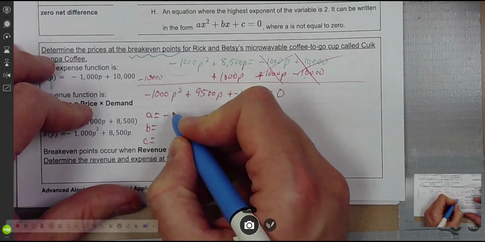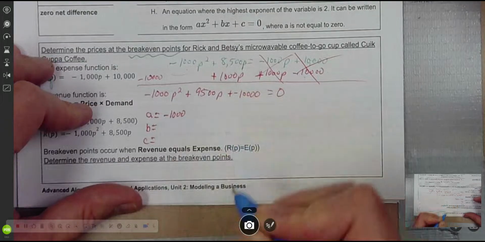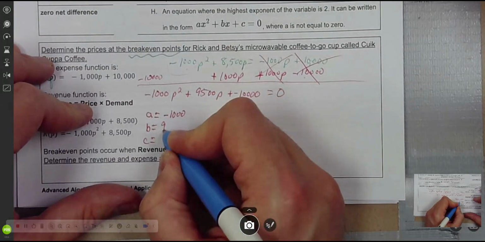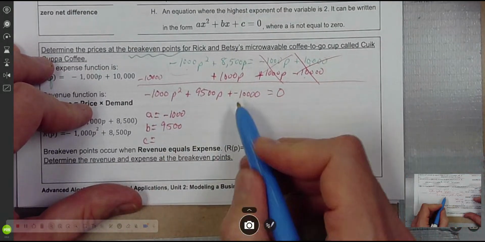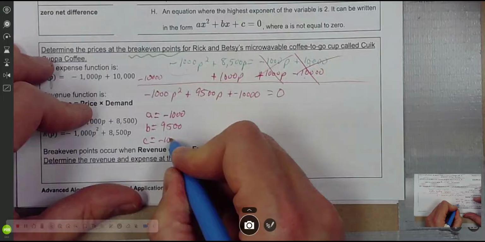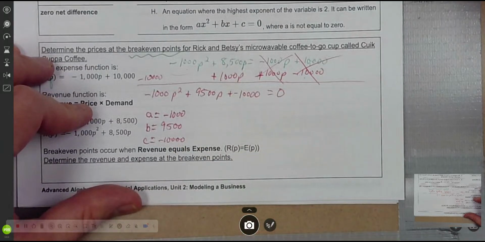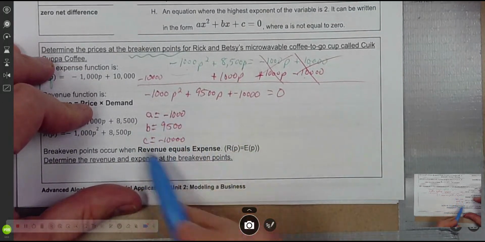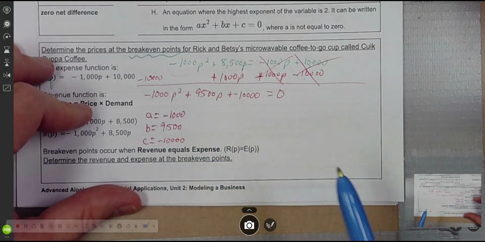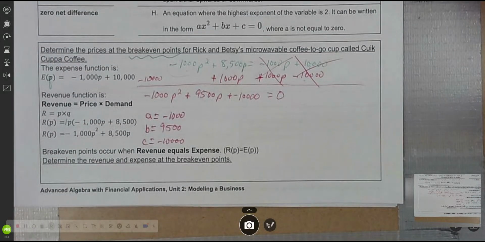So my A term, I'm just putting the coefficients in. So negative 1,000. My B term is 9,500. And the C term is negative 10,000. All right. I recommend you do this. This will help you, especially as you begin, because this formula is kind of a little bit off.